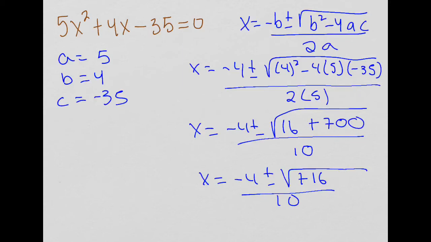716 does not sound like a perfect square to me, and it's not. It gives me a decimal. Now, it does make sense since we are dealing with an application to get a decimal. That sometimes does happen. We don't always get nice numbers. And if you recall, the directions say round to 1 decimal place, right?